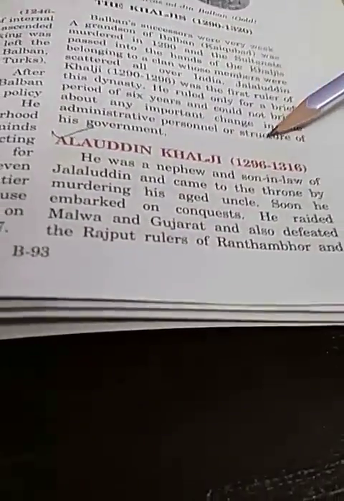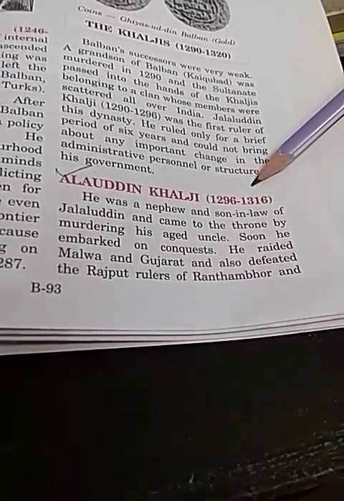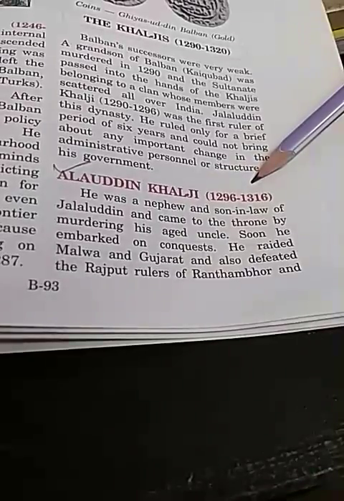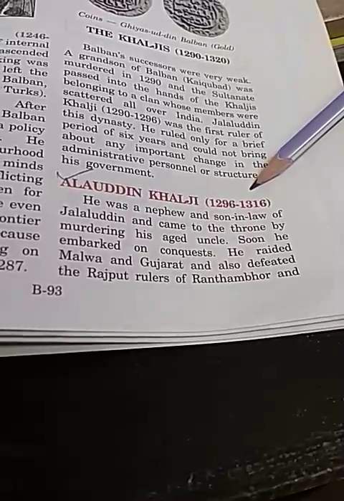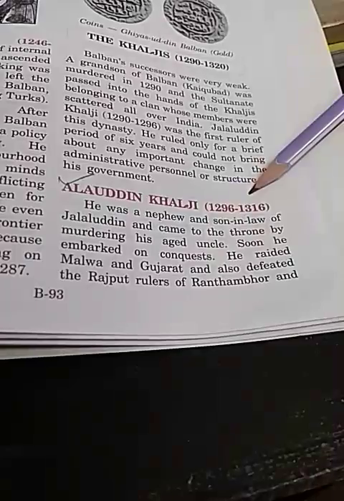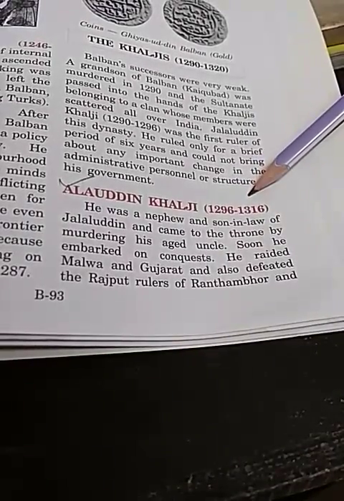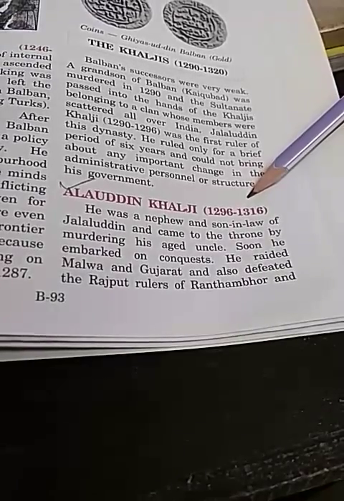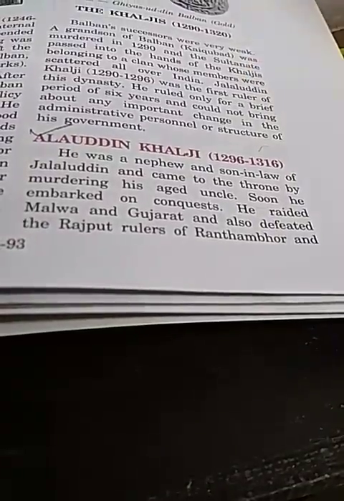He was a nephew and son-in-law of Jalaluddin and came to the throne by murdering his aged uncle. So he murdered Jalaluddin Khilji and now he was the ruler. Soon he embarked on conquests. He raided Malwa and Gujarat and also defeated the Rajput rulers of Ranthambore. So first he murdered his uncle, then he became the ruler. Afterward he started to conquer the nearby lands.